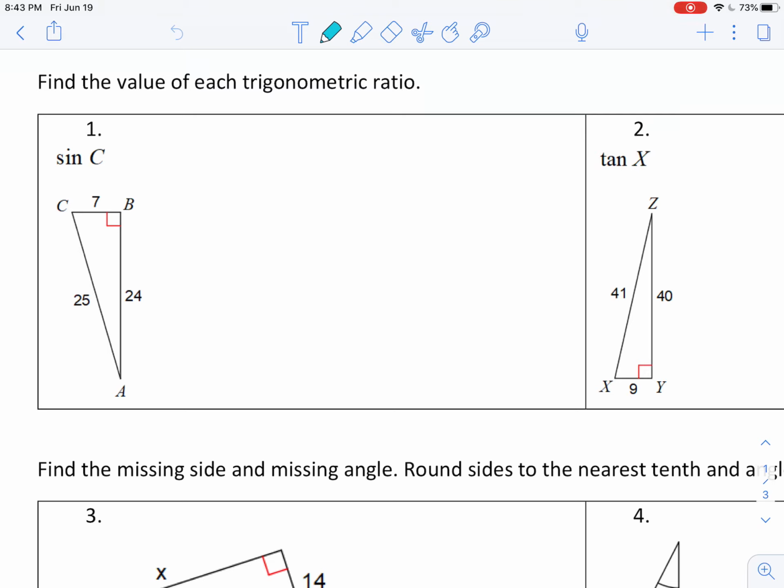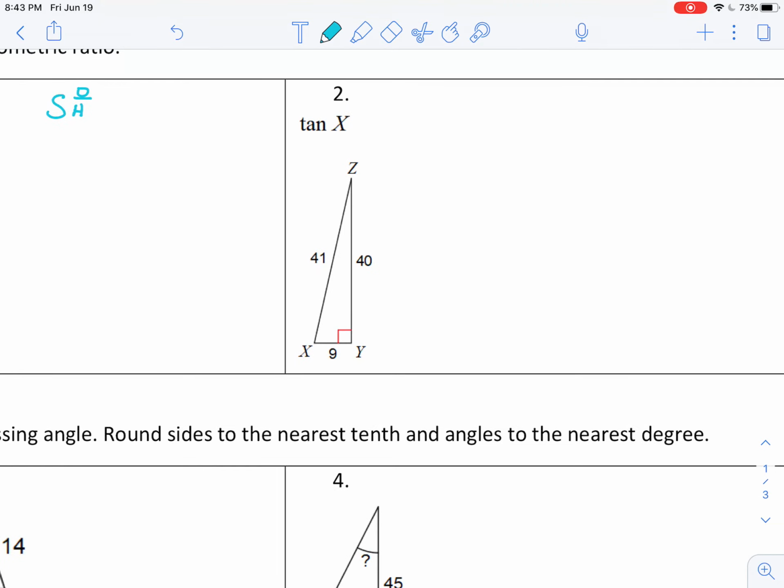This first one's just kind of review from last week. It says sine of c. Now remember, when we say SOHCAHTOA, we're saying that the sine ratio is the ratio of the opposite leg. So from this angle, the leg opposite would be 24 over the hypotenuse. The hypotenuse is always across from the right angle. So this is just the ratio, the fraction that puts the opposite leg over the hypotenuse. Since this problem didn't ask us to find anything except the ratio, we're done with the problem because that doesn't reduce. So I'm going to go on to number 2.